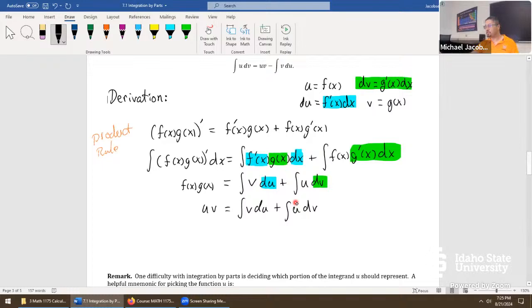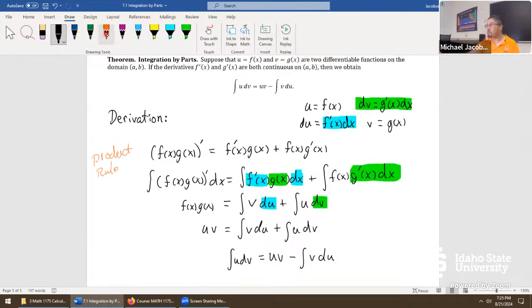I'm going to write this side first: the integral of u dv equals uv, like it was mentioned earlier, minus the integral of v du. So that finally gets us up to this right here. That's our derivation of integration by parts.